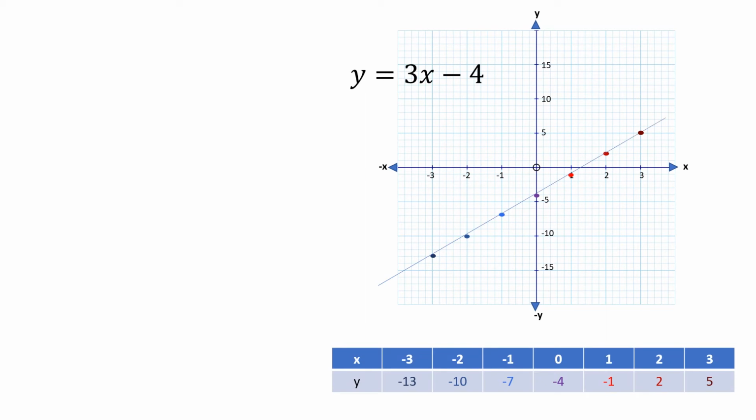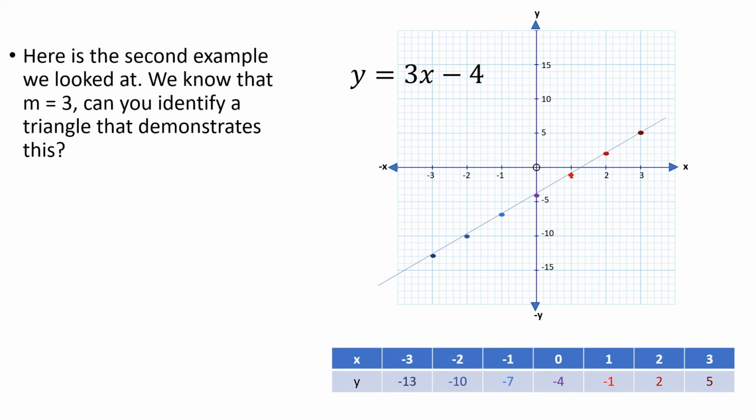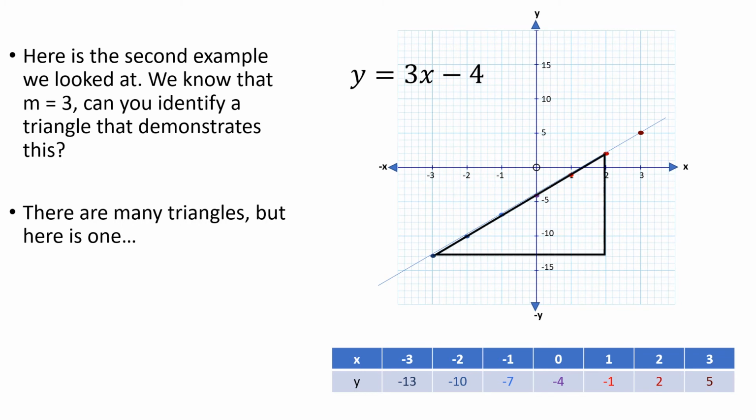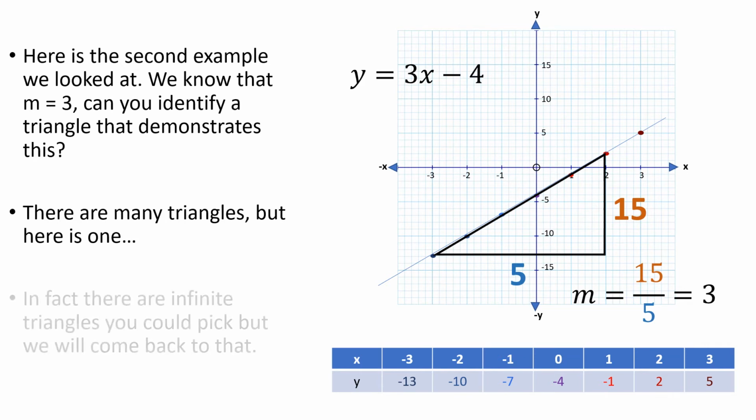Here is our second example equation. We know that the gradient m is equal to 3. Can you identify a triangle that demonstrates this by looking at the graph? There are many triangles you could choose, but here is one. If we go from x equals minus 3 to x equals 2, that will be a run of 5, and then we have to go up from minus 13 to plus 2, which is a rise of 15. So rise over run is 15 divided by 5, which is 3.